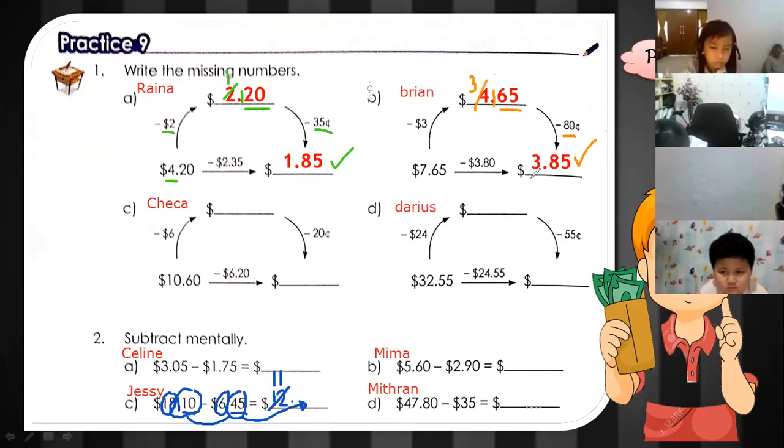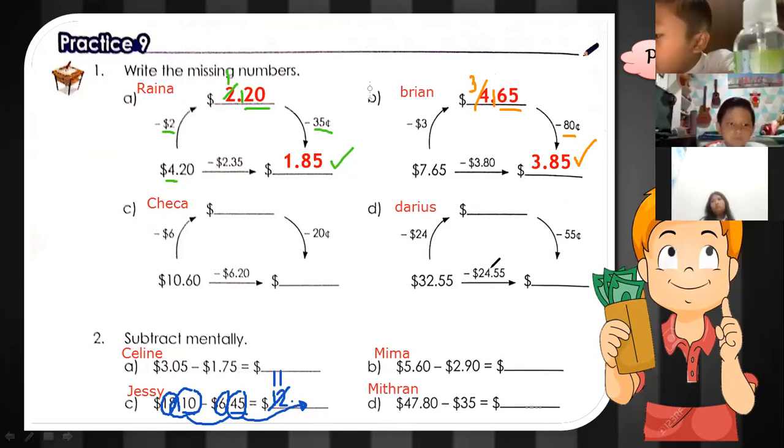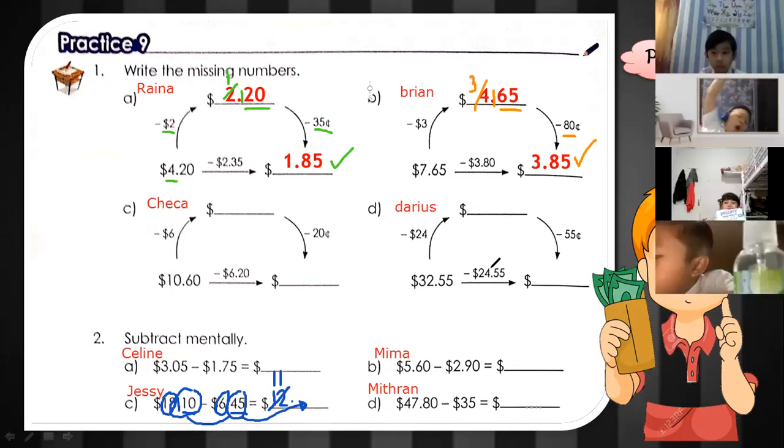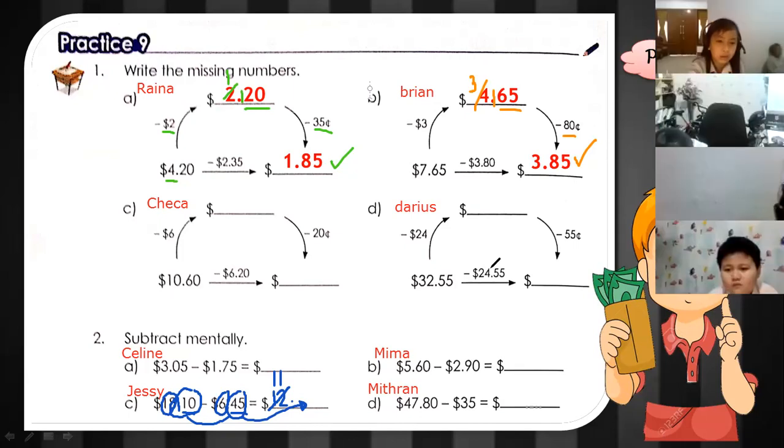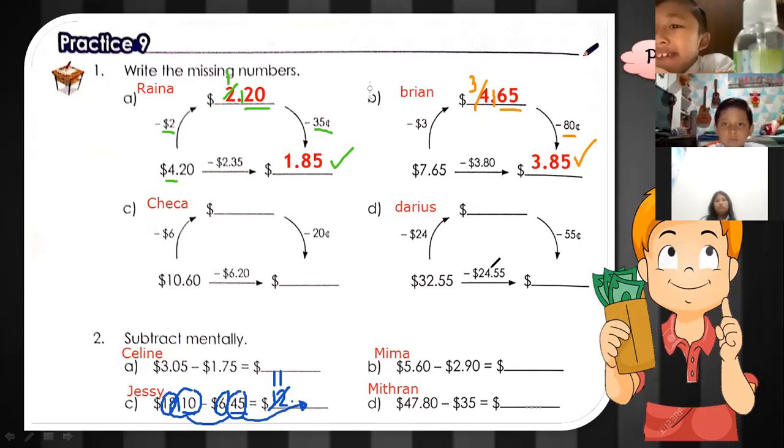Okay, next after Brian, Checha. Is there Checha? Checha ada. Mana? Okay, nggak ada. Okay, ya udah, Miss ini aja.